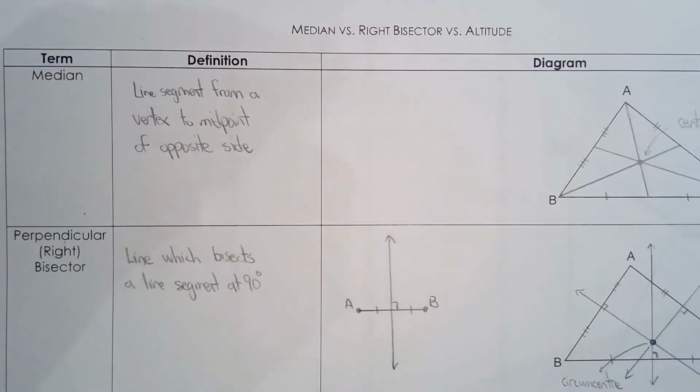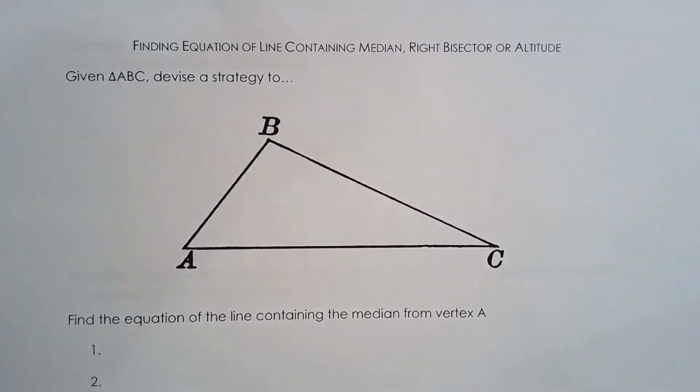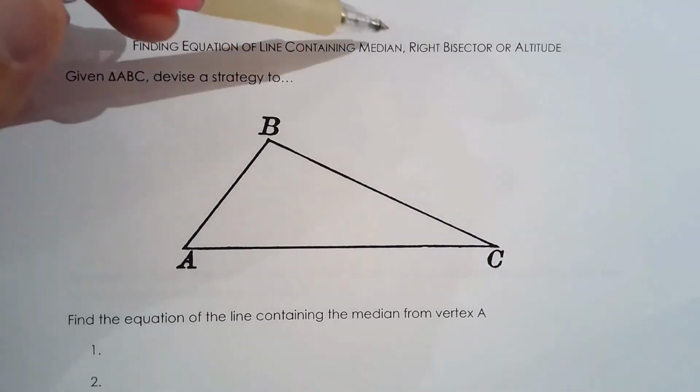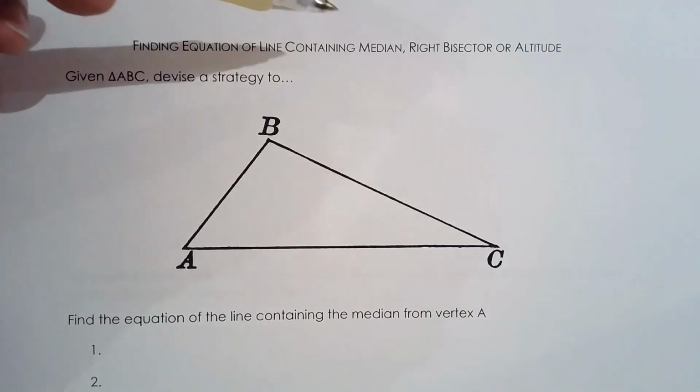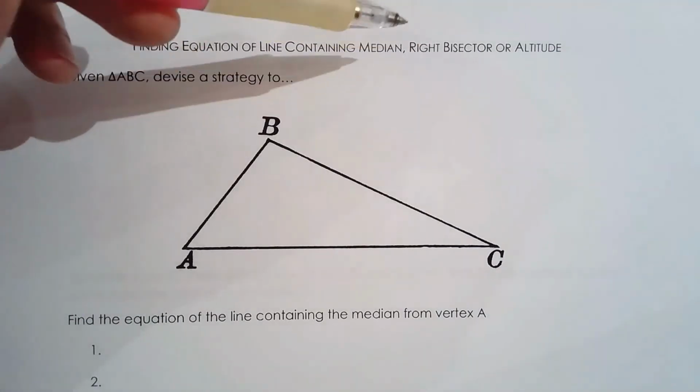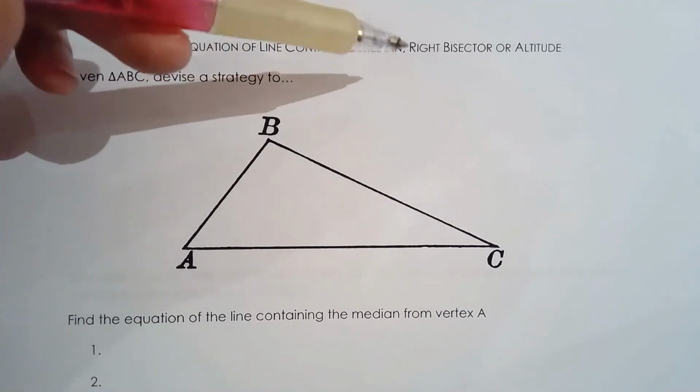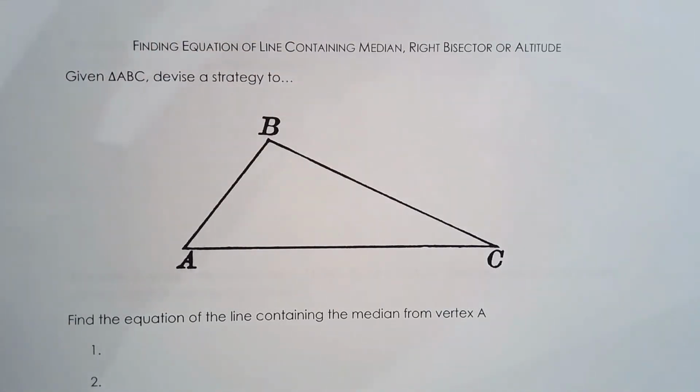So now that you can draw it, let's try to do the algebra involved with the median, the right bisector, and the altitude. Now we are ready to find the equation of the line containing the median and the altitude, and find the equation of a right bisector. Just a small comment: the median and the altitude are line segments because they're drawn inside a triangle, but the right bisector is actually a line, not a line segment. That's a very small detail. This first page is actually devising a strategy which you can use to find the equation of the median, the altitude and the right bisector.